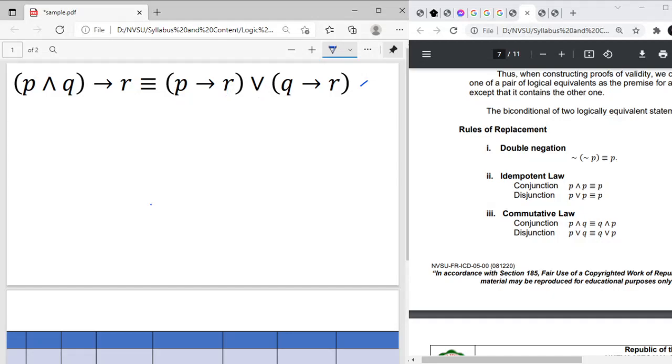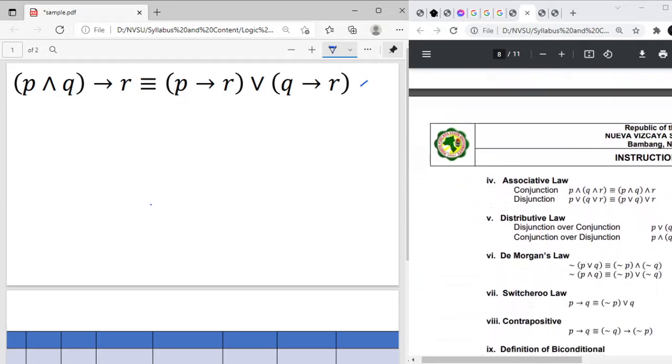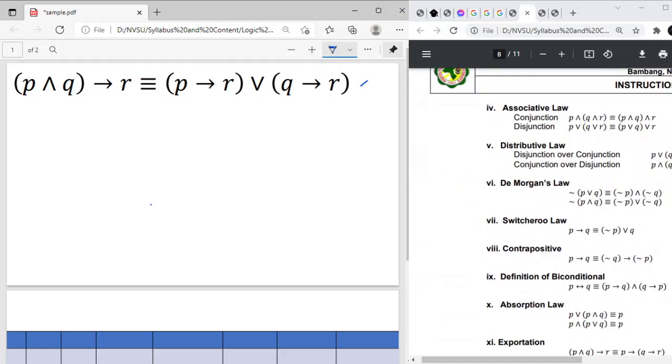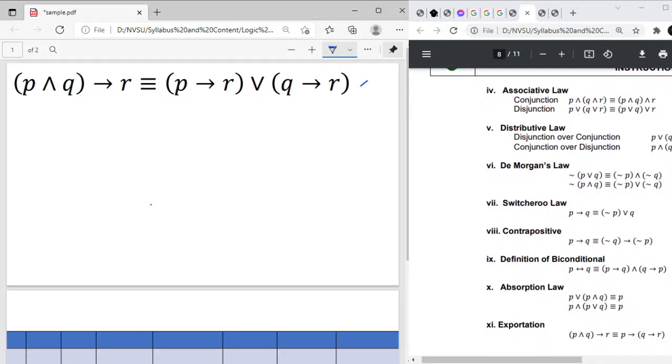So, ano yung mga pwede natin gamitin for the rules of replacement? For example, for implication, pwede natin gamitin ang switcheroo law, contrapositive, or exportation. So, for example, gamitin natin ang switcheroo law. Just like in transforming trigonometric identities in your calculus, wala po tayong definite step dito, as long as we arrive at a statement which is equal to the other side of the equivalence.